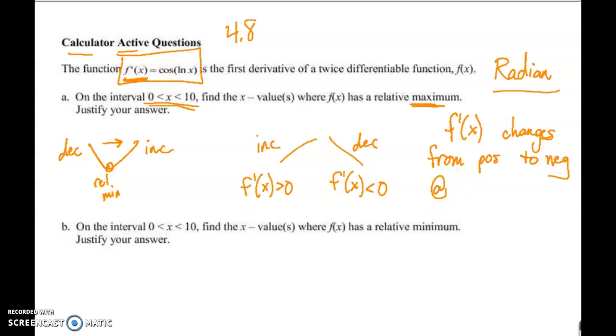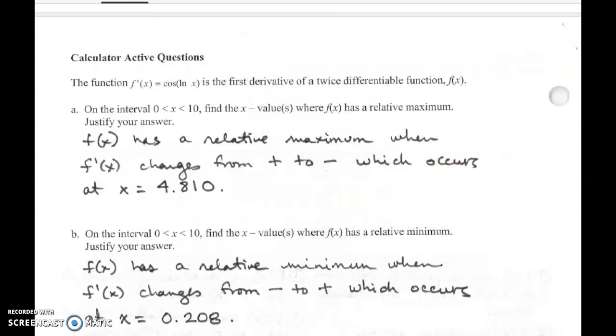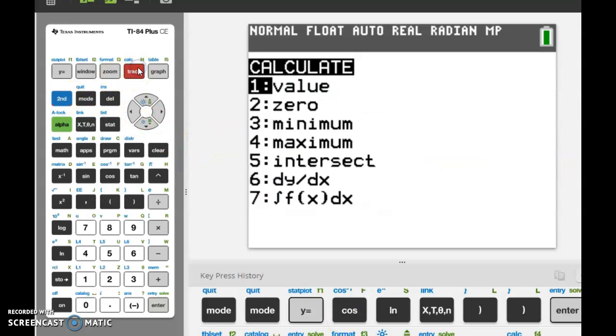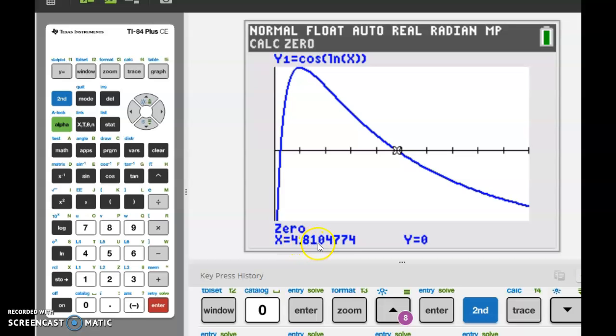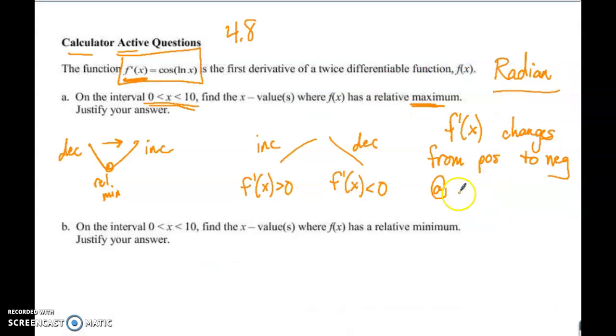at, now let's use our calculator, let's be smart about this, that is a 0, wrong button. So second trace to calculate the 0, just move your cursor to the left, that's why it says left bound of that 0, hit enter. To the right of that 0, hit enter. And then your best approximation, and you get the answer rounded to 3 decimal places as 4.810. Oops, gave you the answer.